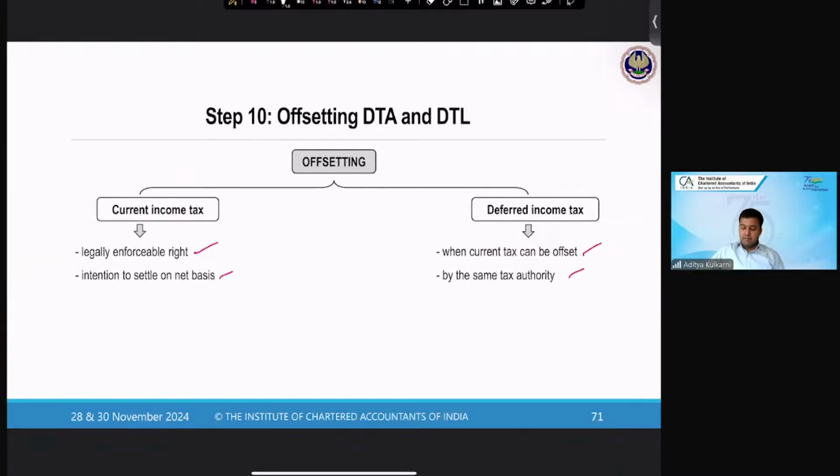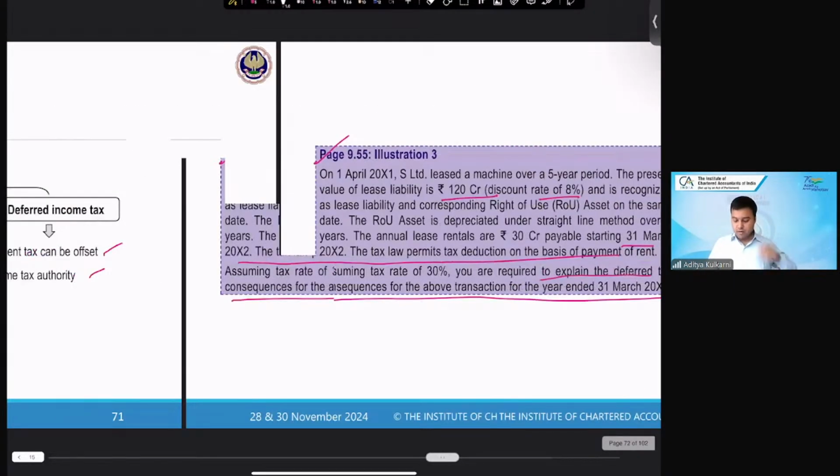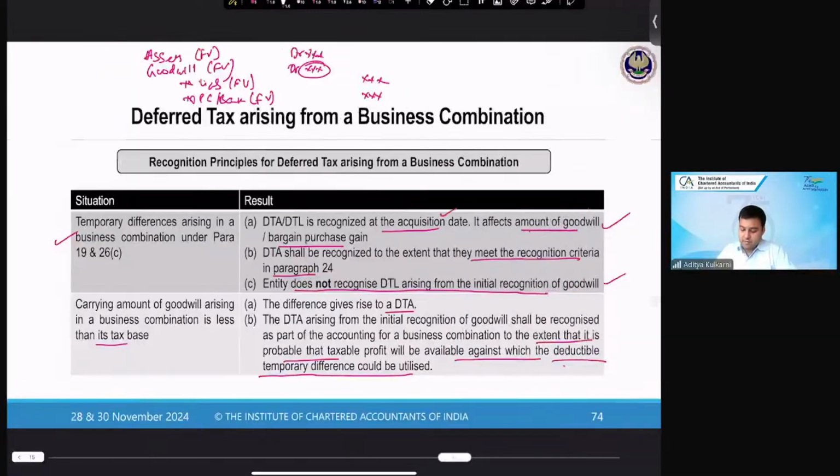Offsetting current income tax: you can offset if there is a legally enforceable right and intention to settle on a net basis. Deferred income tax can be offset when current tax can be offset by the same tax authority. Okay, all right. Next, temporary differences arising in a business combination. You will have to recognize the DTL or a DTA. Okay, all right.